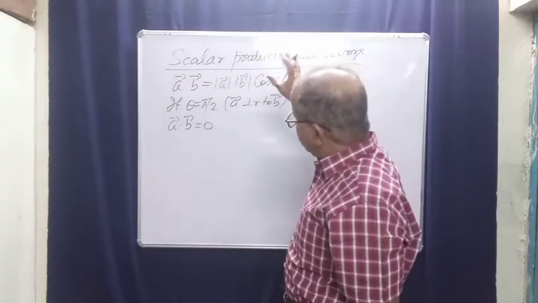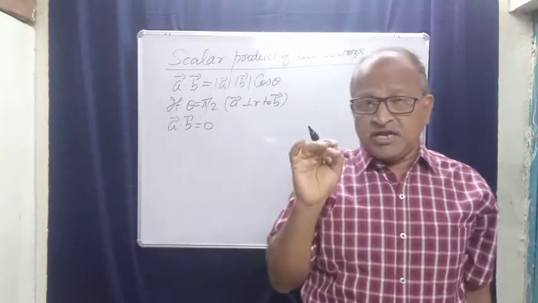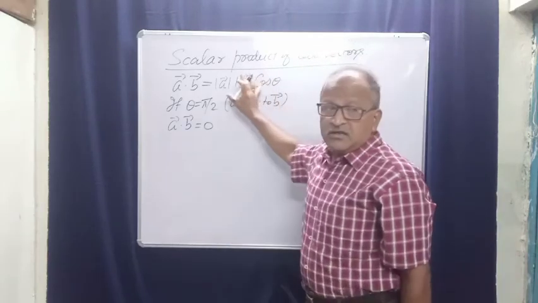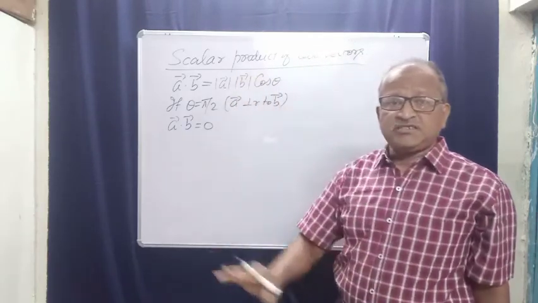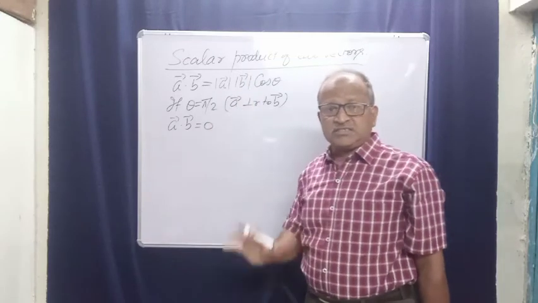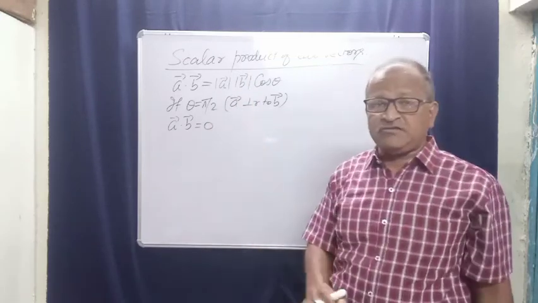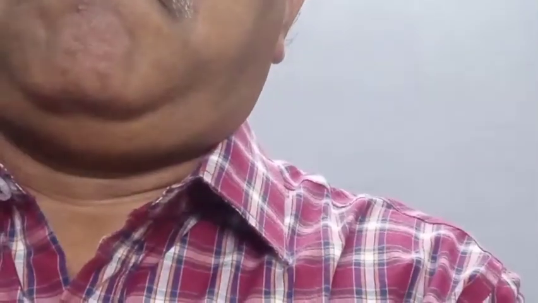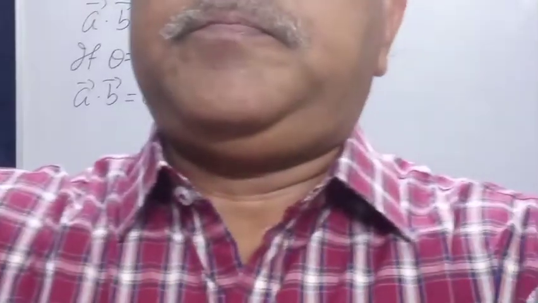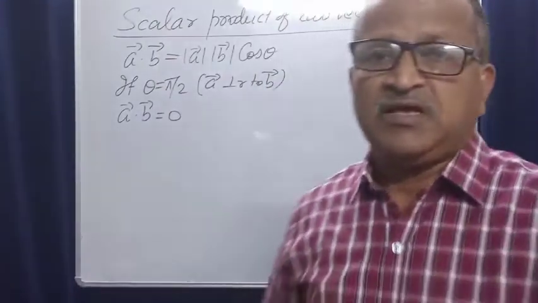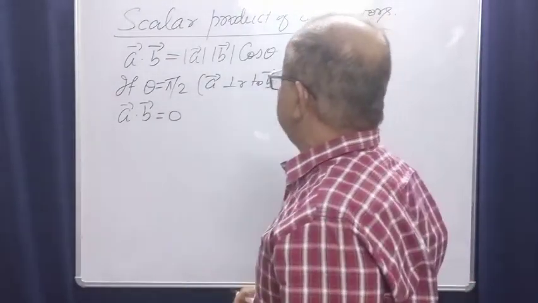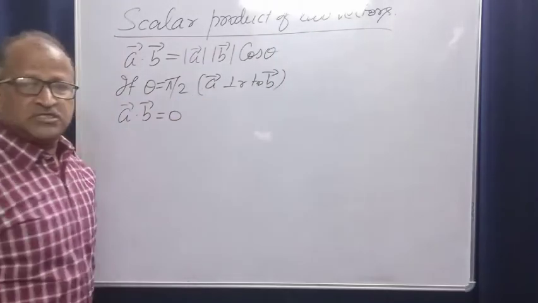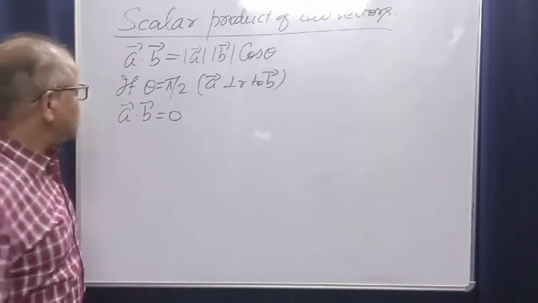Though we are taking the product of two vectors, the result we are getting is a scalar. That is why it is called scalar product of vectors, right? If they are perpendicular to each other, then A dot B will be equal to 0.